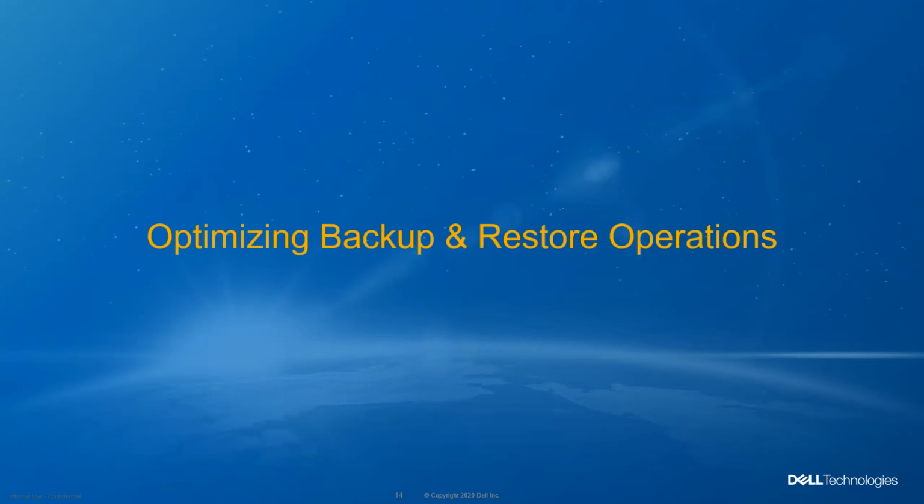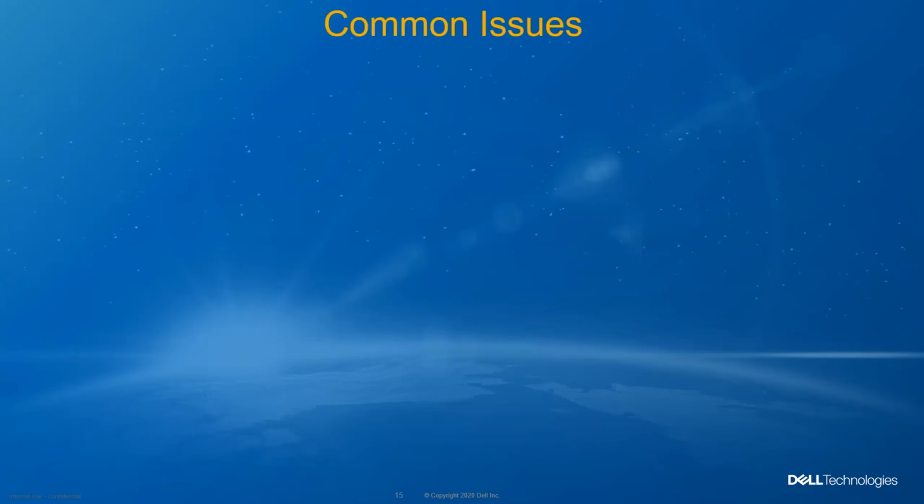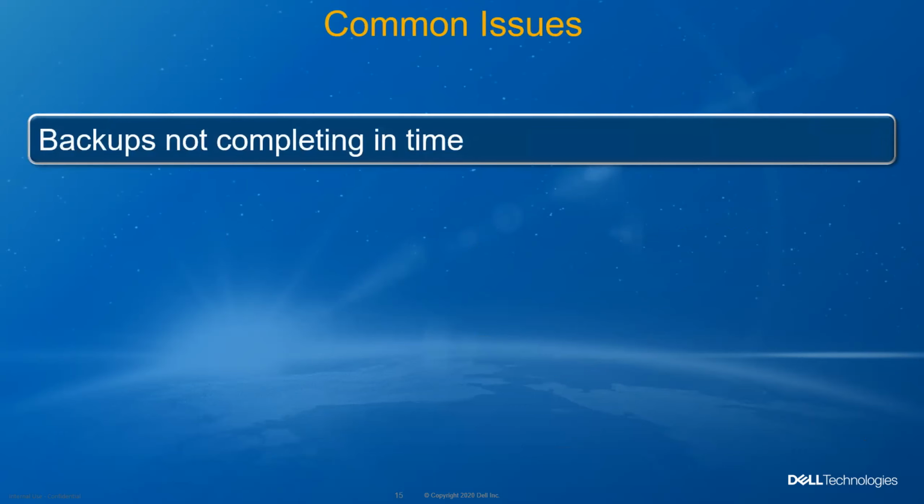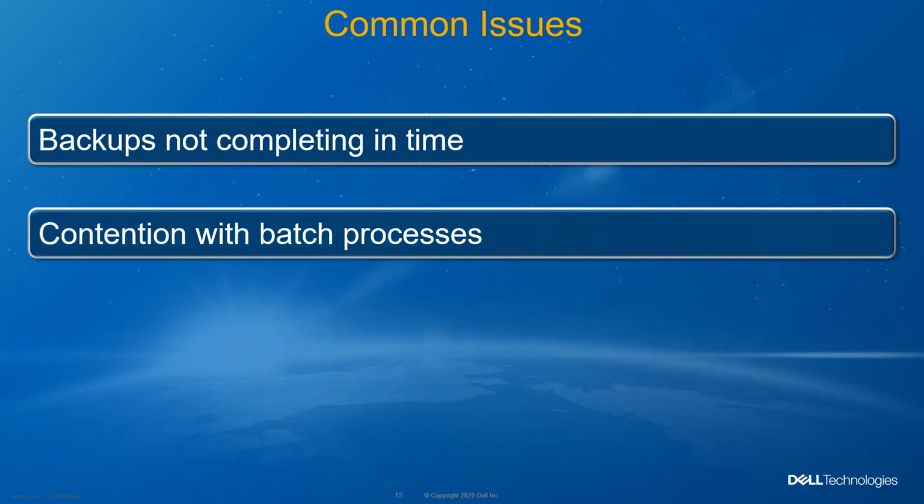So that's enough on availability. So let's now look at optimizing backups and restore operations. So, why do we want to optimize backups? Well, there are a number of common problems that most environments have that means that backups can be a real pain. So backups usually don't complete in time in many environments, and they can compete with batch processes, and that has a knock-on effect on the batch process and also on the backup itself.